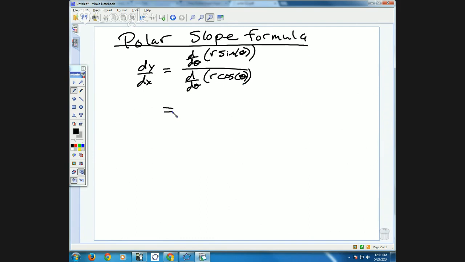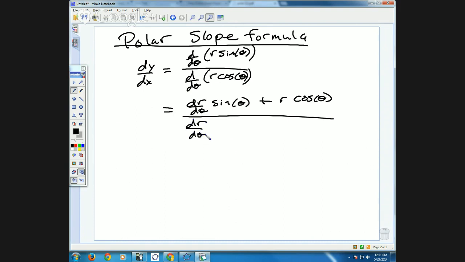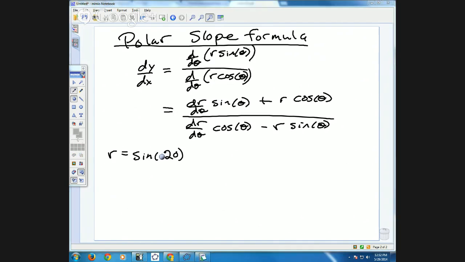And so that gives us the slope formula: dr d theta times sine theta plus r times cosine theta, all over dr d theta cosine theta minus r sine theta. And we have to plug in what r and dr are. So in this case, r is what we started with, sine of 2 theta. What's the derivative of that? dr d theta will be what then?